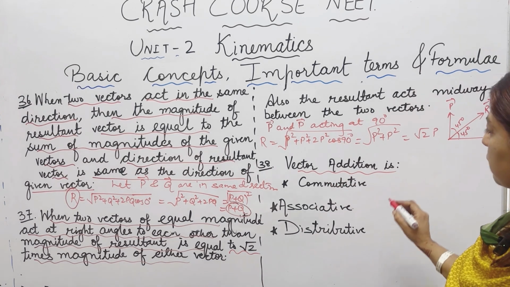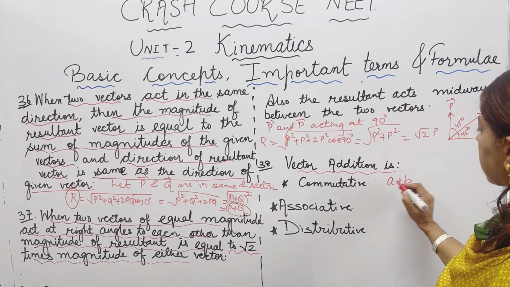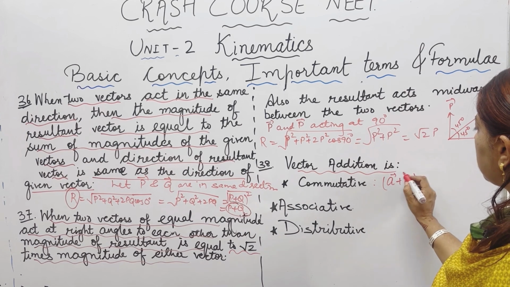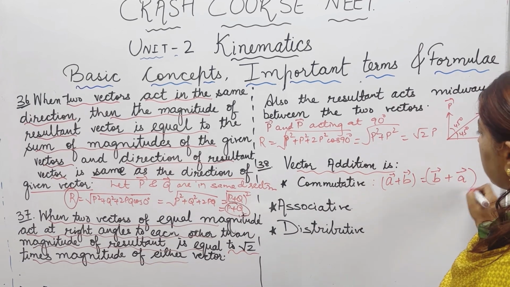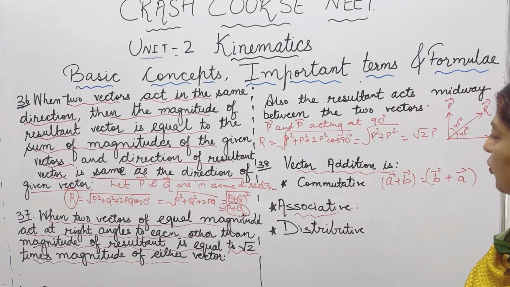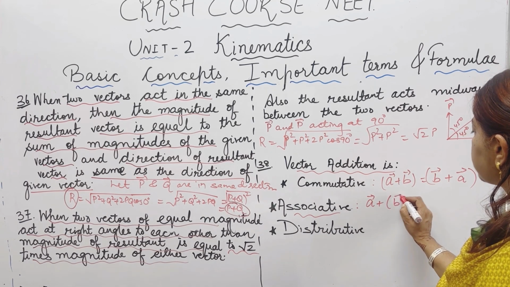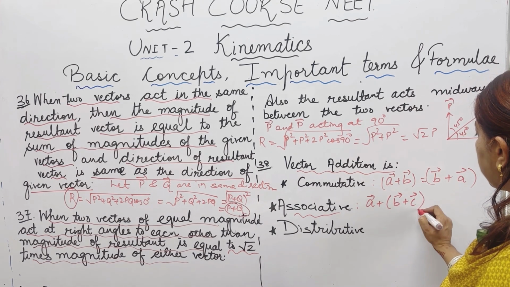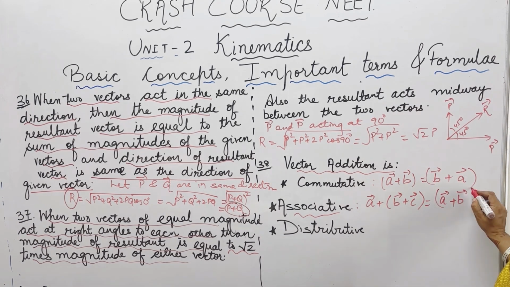The next is the properties of vector addition. It is commutative. Commutative is related to the order. It means a plus b is equal to b plus a. The next is associative. Associative is regarding the grouping of vectors. It means a vector plus (b plus c vector) in the bracket is equal to (a vector plus b vector) plus c vector.